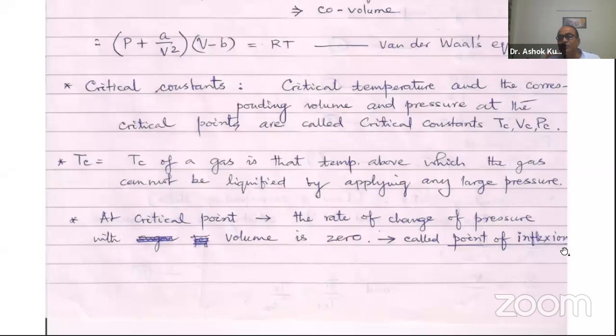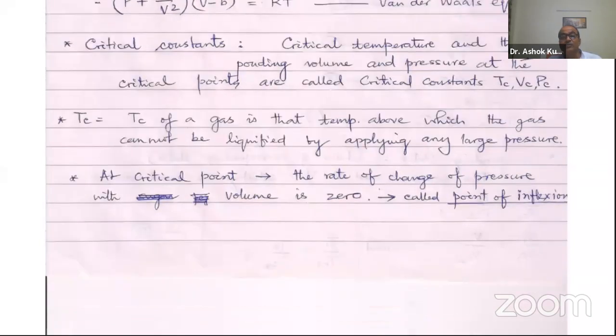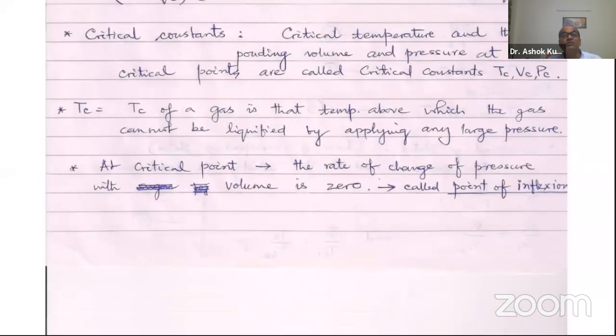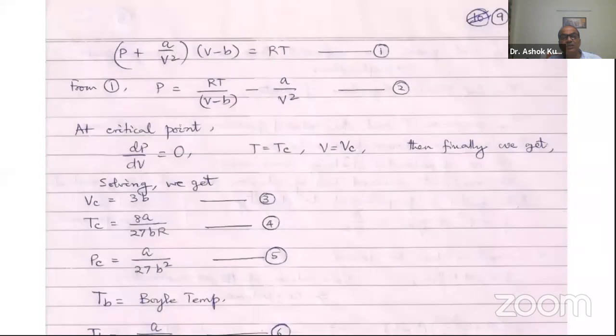This is also an important question for objective problems. What is the point of inflection, or at which of the following does the rate of change of pressure with volume become zero? So the answers are critical point and point of inflection. So these are the questions. Critical constant, critical point.